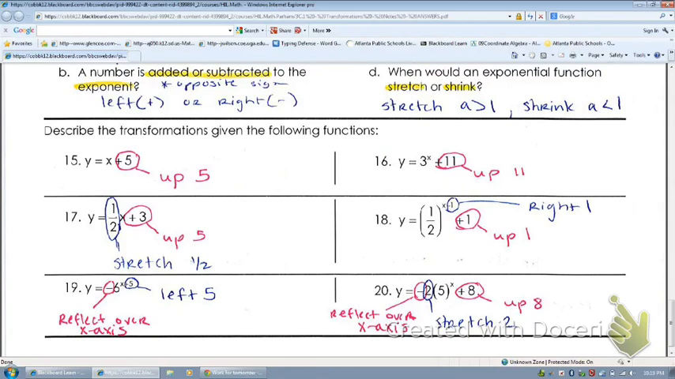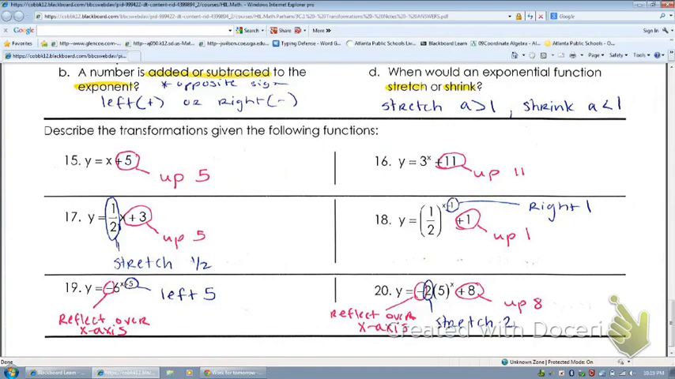Now, let's look at these. We see for 15, you're adding to the what? All we're doing is adding to the parent function, shift up 5. Just that easy. Over here, what are we doing? We're shifting what? Up 11. Okay, you're shifting up 11. All right, 17. Now we have what? 1/2 in front of that.